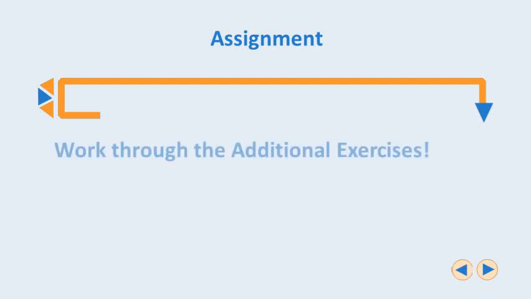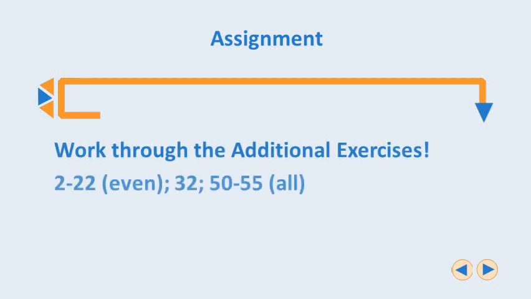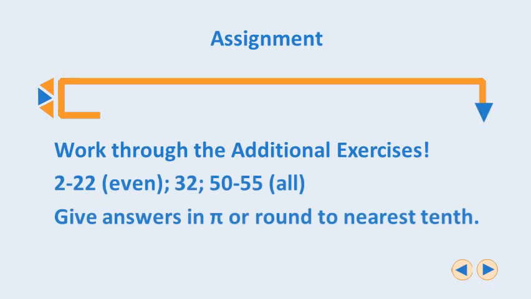All right. So here's what I would like you to do for your assignment. And again, I'm not expecting you to get this to me until Thursday. I'd like you to do 2 to 22 even. I would like you to do number 32 in the B section, which is fairly simple, it's just a 3-step transitive argument or proof. And then I would like you to do the cumulative review 50 to 55.